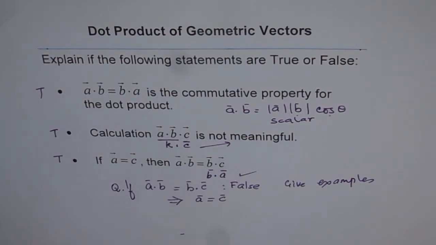Now this statement is false, I'm telling you. It is false. You need to give me some examples to prove that this is false, right? Previous statement, we had A equals C and then that was true. This is the other way. So, other way is not true. Thank you.